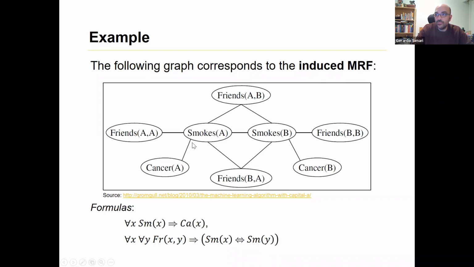Any two ground atoms with the same constant will be linked by an edge. And the same thing here. If they are individuals that are friends and they're in the smoking relation, they'll also be joined with an edge, and also smoke between themselves. And here's a clique.